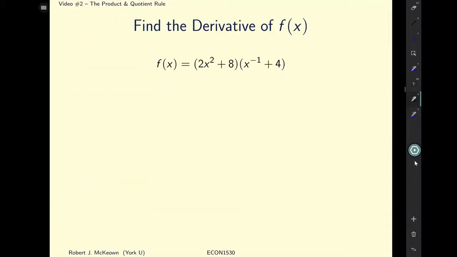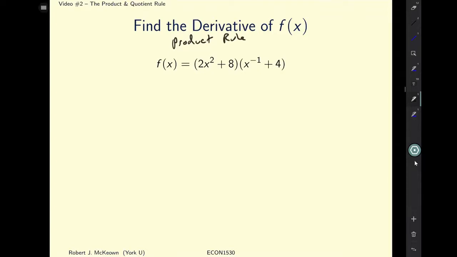Here's a question for you. See if you can use the product rule. So find the derivative of little f of x here using the product rule. If you want to try it yourself, keep going. I highly recommend you do, but now I'm going to go over and show you the solution.